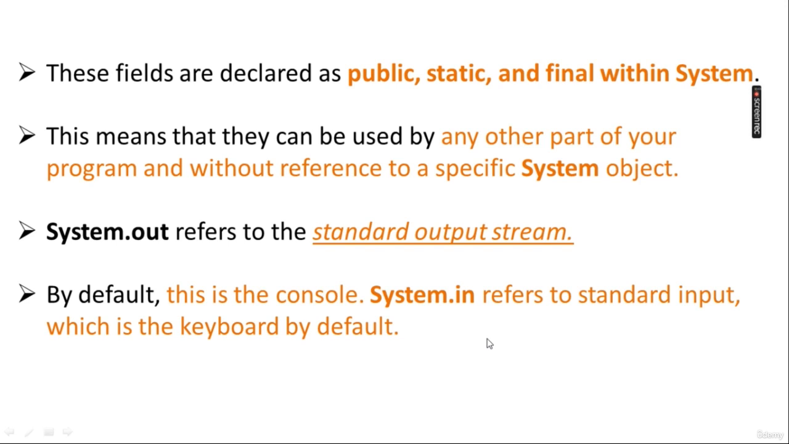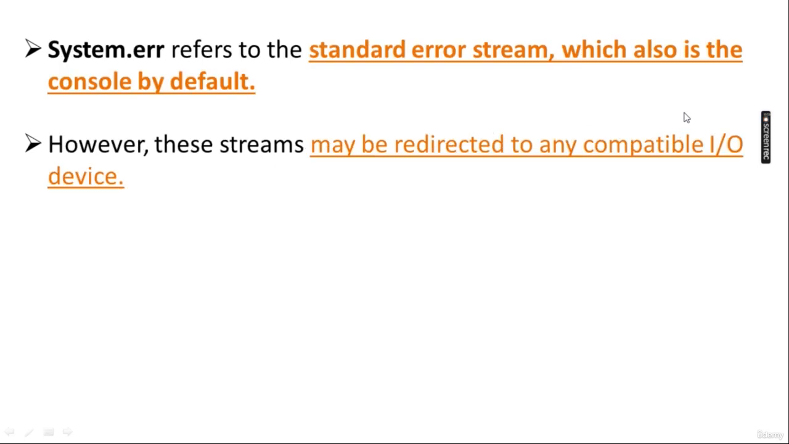System.out refers to the standard output stream. This is the console. System.in refers to standard input, which is the keyboard by default. So the standard output stream by default is the console. The standard input stream by default is the keyboard. System.err refers to the standard error stream, which is also the console. So whatever errors you get, you will see them on the console. However, these streams may be redirected to any compatible input output device as you wish. Okay, so by default they are the console and keyboard, but you can redirect them to any other device.